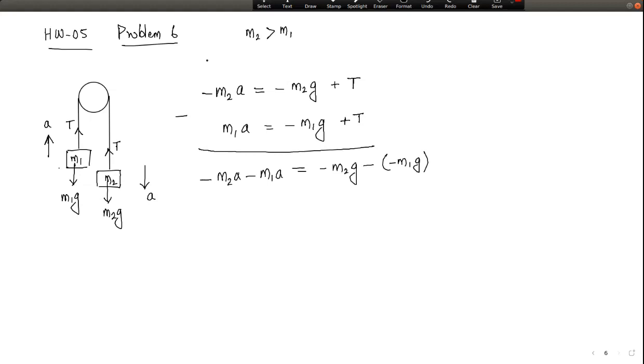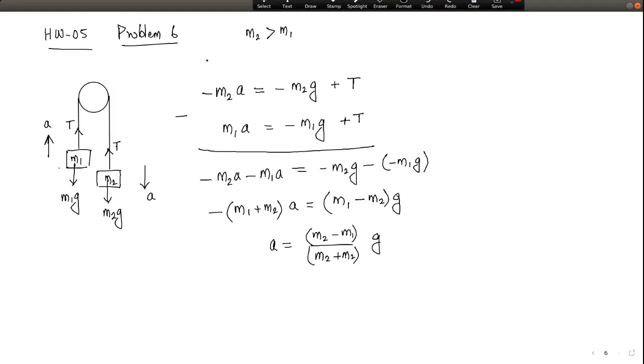So what we have here is minus m1 plus m2 times a is equal to m1 minus m2 times g, which gives us acceleration a to be equal to m2 minus m1 divided by m2 plus m1, which will always be less than 1, because the ratio of the difference between two numbers over the sum of the two numbers will always be less than 1. So we know that the acceleration of the mass m2, or mass m1, will always be less than the acceleration due to gravity.